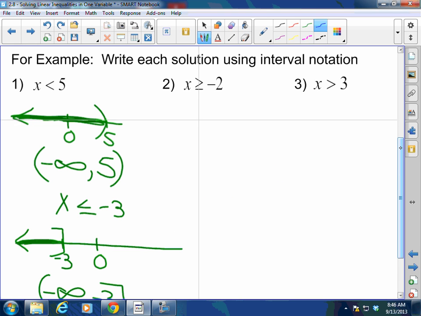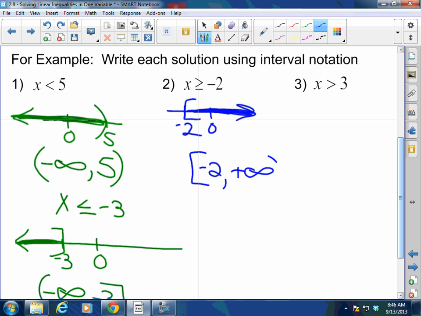Now, x is greater than or equal to negative 2. Let's make a quick sketch: 0, negative 2. I know I'm going greater, so I'm going to the right. Do I have a bracket or a parenthesis? Bracket. Now, guys, what's the smaller value here? Bracket, negative 2, because that's my smaller value. What's my larger value here? Positive infinity. Parentheses, because infinities always have parentheses.